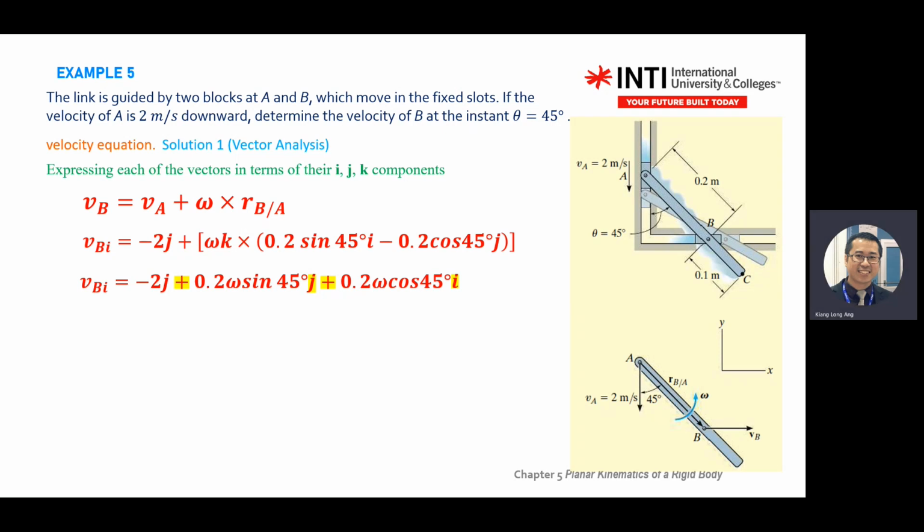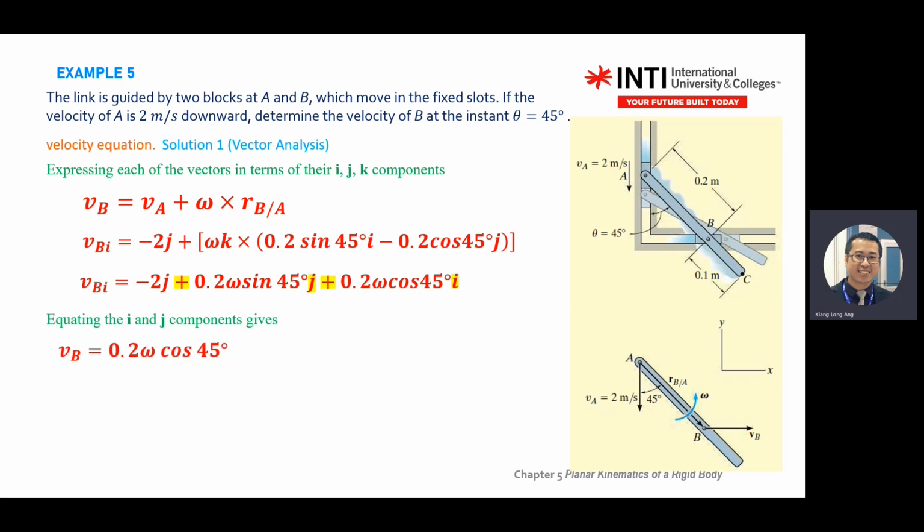In I you get VB equal 0.2 omega cos 45. Right? What about J? Do you see J on the left hand side? So what you get is 0 equal minus 2 plus 0.2 omega sine 45.